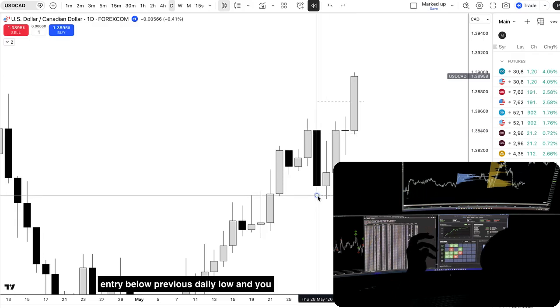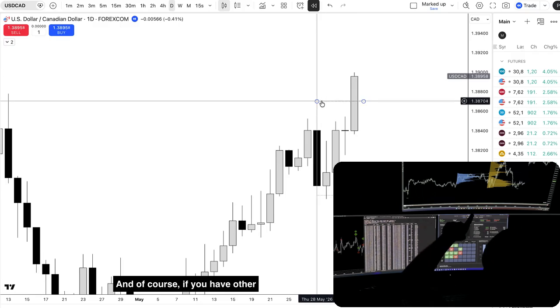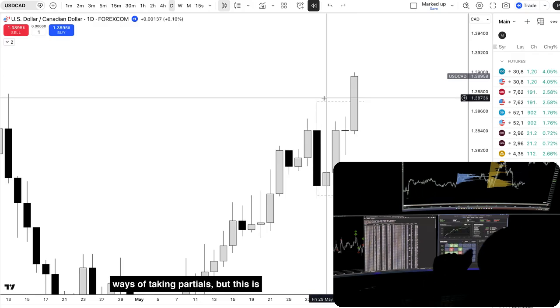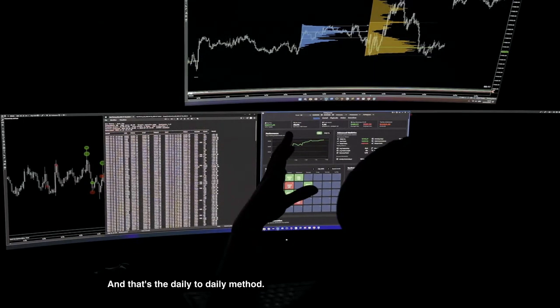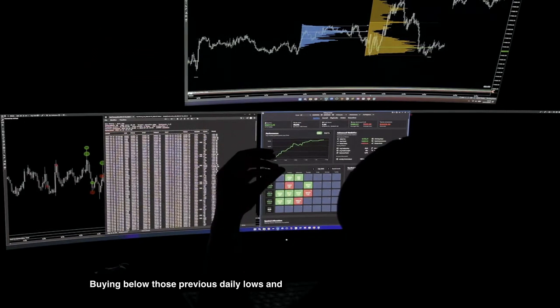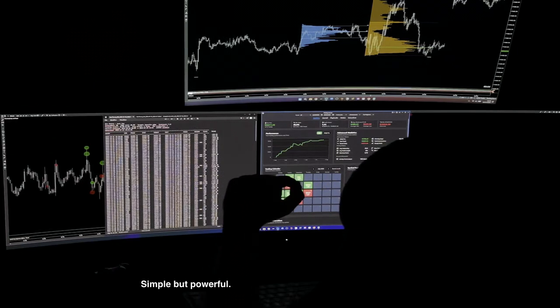And again, entry below previous daily low, and you could target sometimes that previous daily high. And of course, if you have other ways of taking partials, but this is an added confluence, and that's the daily to daily method. Buying below those previous daily lows and selling above those previous daily highs. Simple, but powerful.